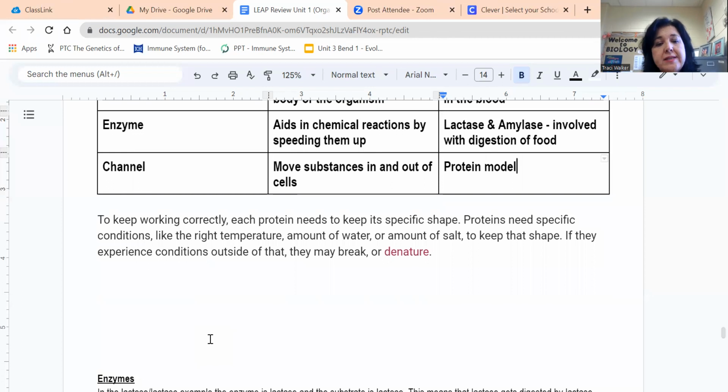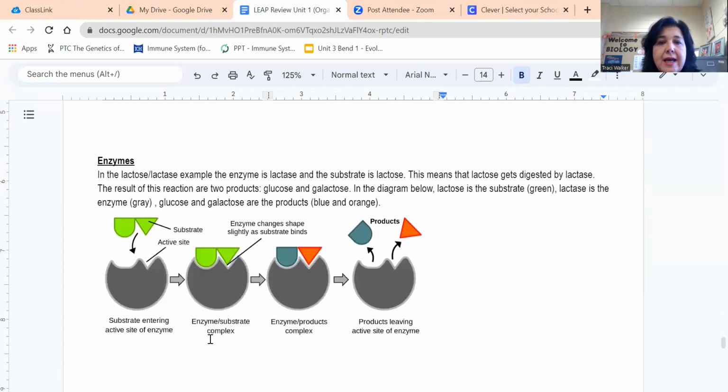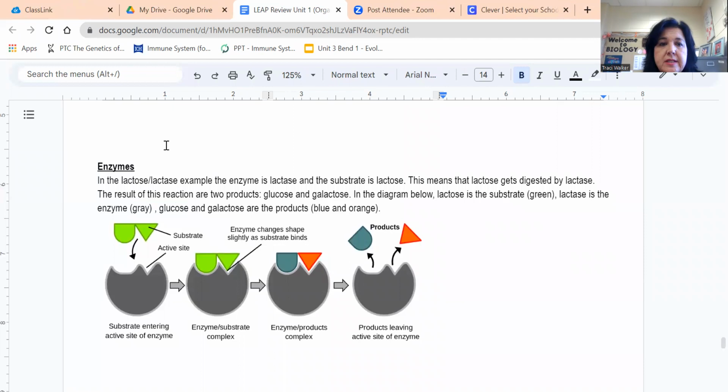Okay, so we can see the importance of that when we look at enzymes. So we said enzymes are one of the 4 different major types of proteins. And we know that enzymes help chemical reactions. And so we're going to look at an example of how an enzyme works by looking at a lactase example. And so the enzyme is lactase, and the substrate is lactose.